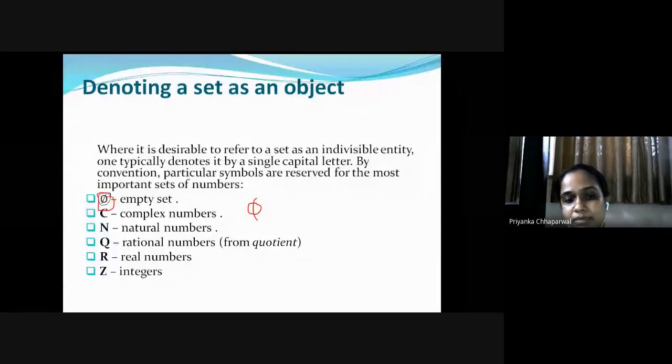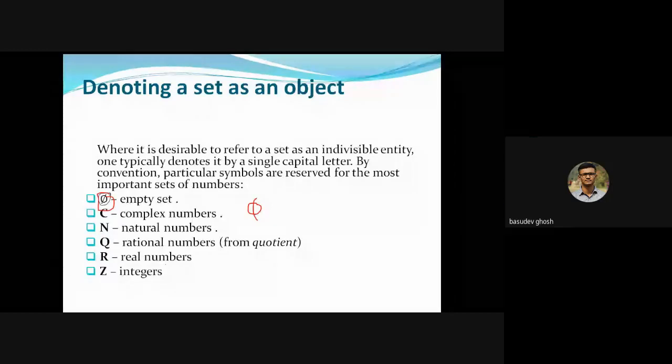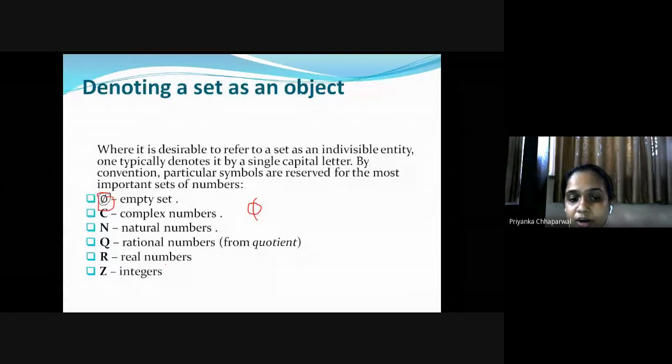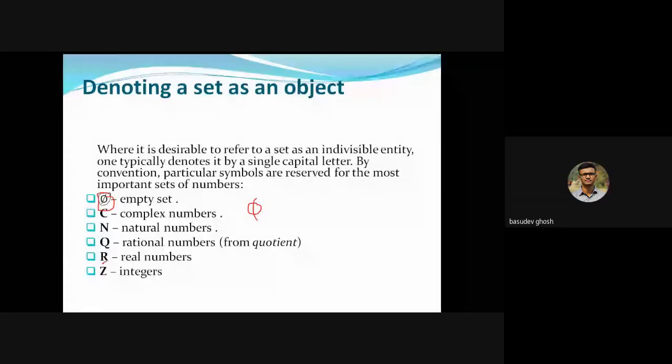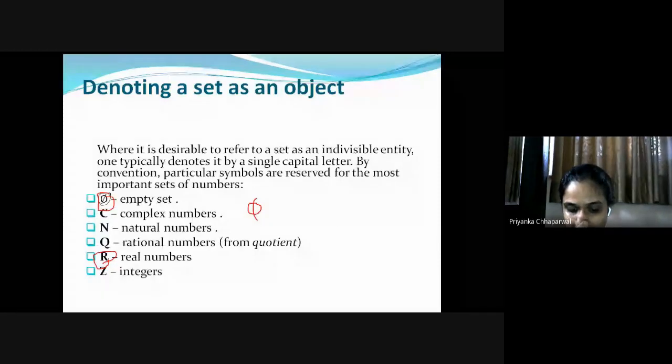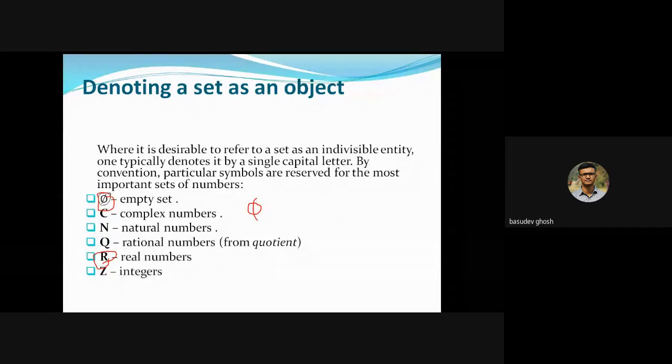Then what is a real number? Anyone? A real number includes both rational and irrational numbers, for example -2, 0, 1.